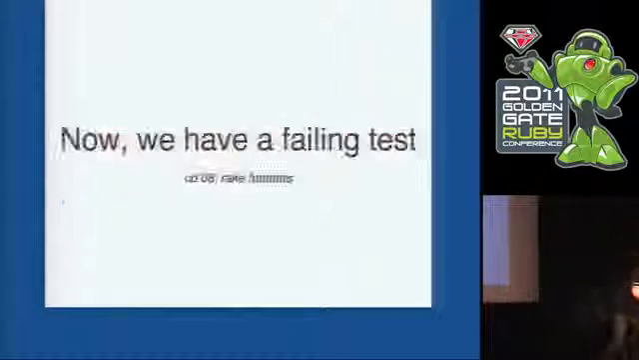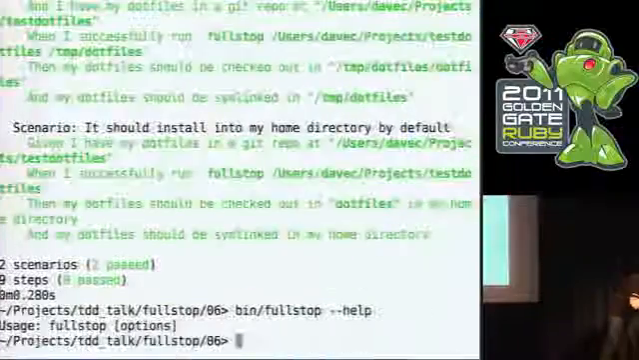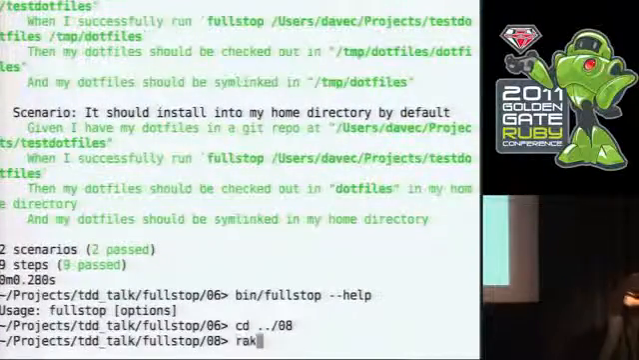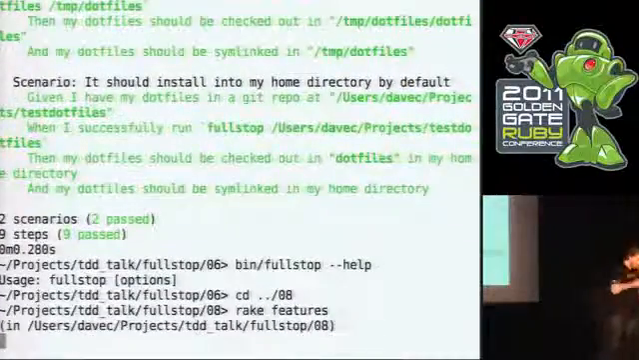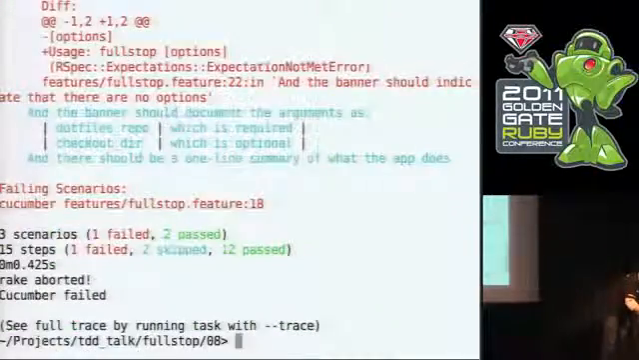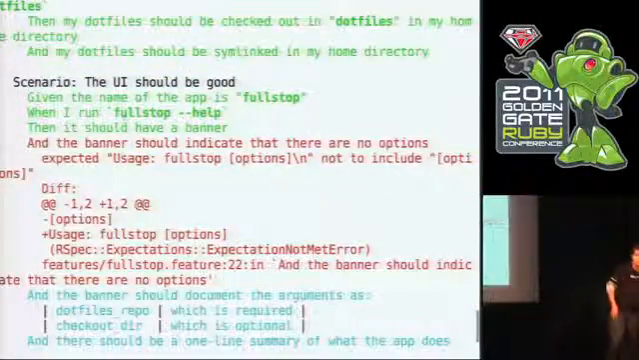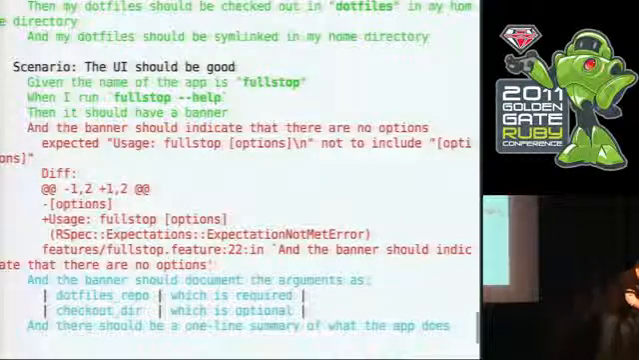Okay, so we've got all that. Let's see what that does for us. Okay, so we've got some red. Okay, so we've got actually a little farther, right? We do have a banner because option parser gives it to us. So that's cool. Unfortunately, our banner has options in it, which it should not.